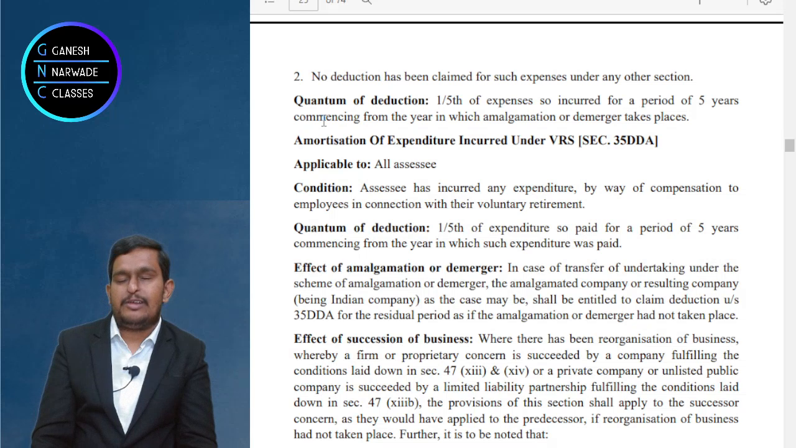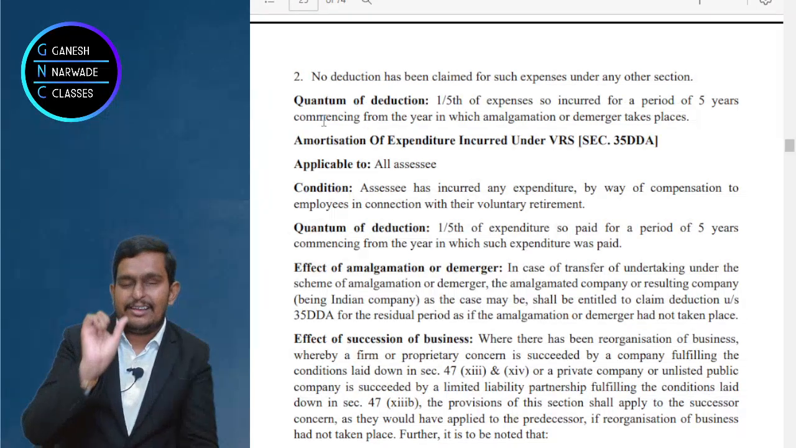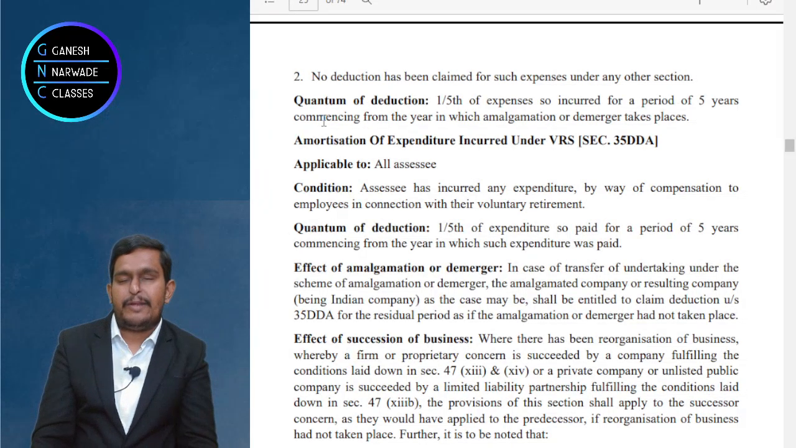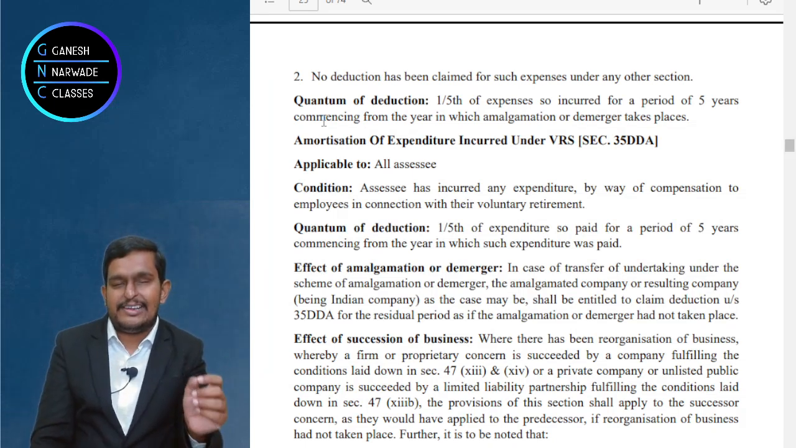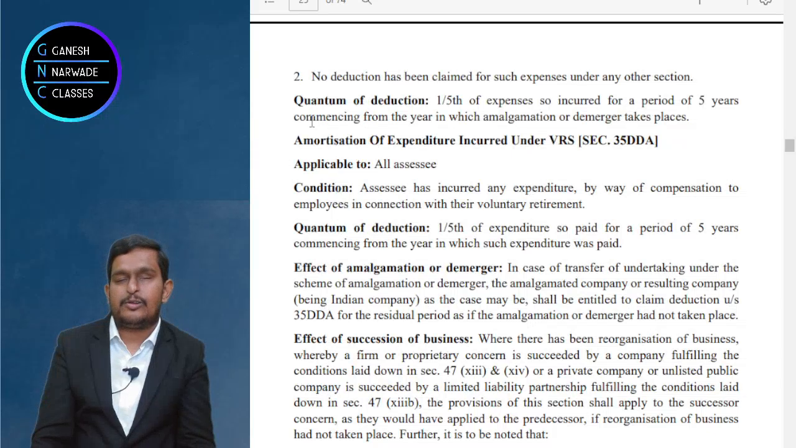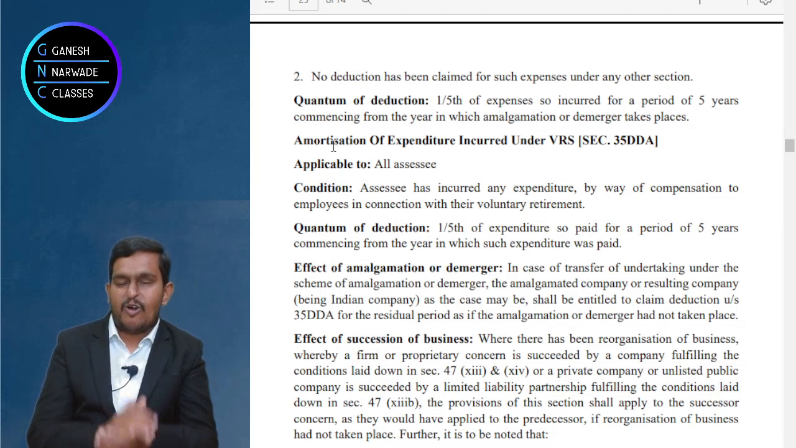Now there is something called as 35 DDA. It is expenditure in relation to voluntary retirement scheme. 35 DDA, expenditure in relation to voluntary retirement scheme. Now who will get the benefit? All assessees.